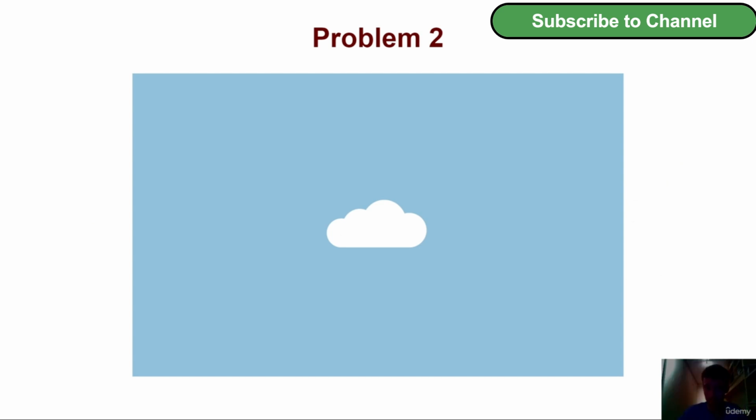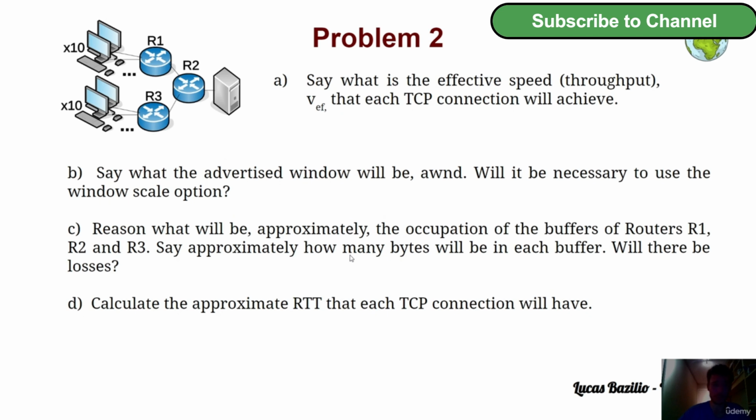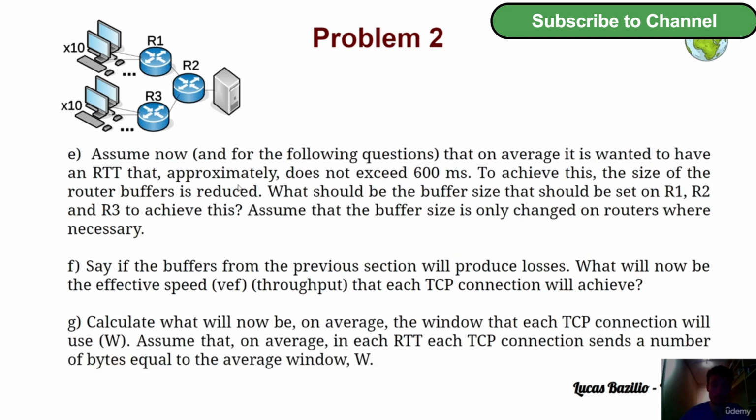On this lecture, we are going to solve question E of problem 2. So question E of this problem 2 states: assume now, and for the following questions, that on average it is wanted to have a round trip time that approximately does not exceed 600 milliseconds. To achieve this, the size of the buffers of the routers is reduced. What should be the buffer size that should be set on router 1, router 2, and router 3 to achieve this? And also, assume that the buffer size is only changed on the routers that are necessary.